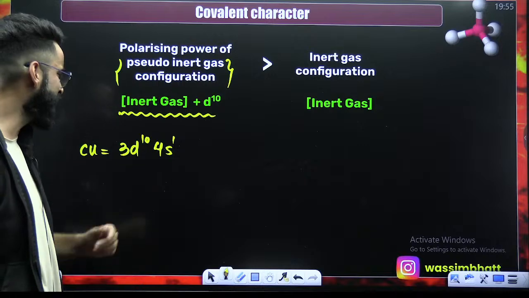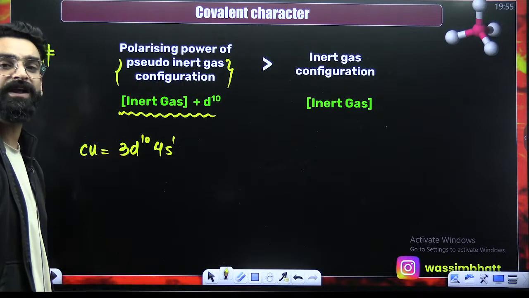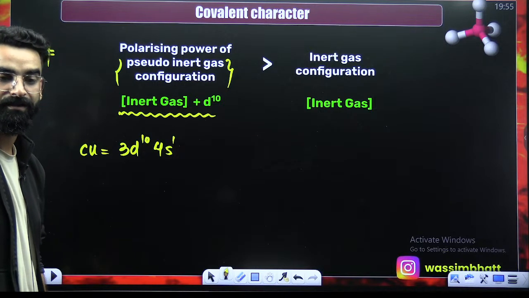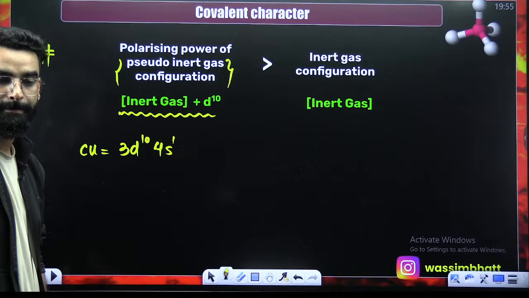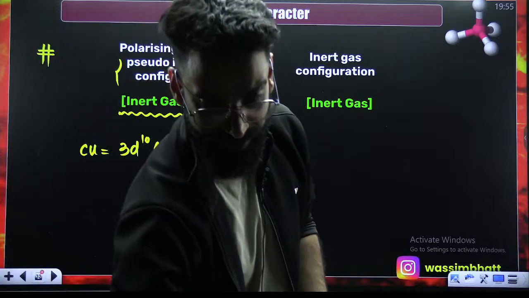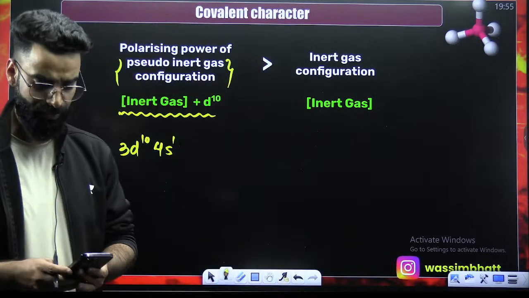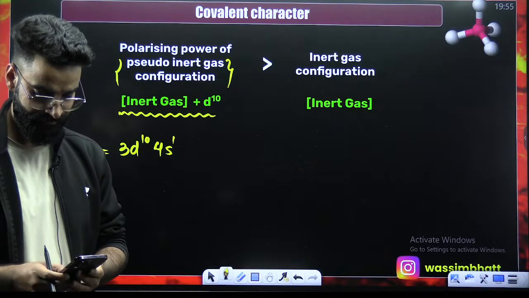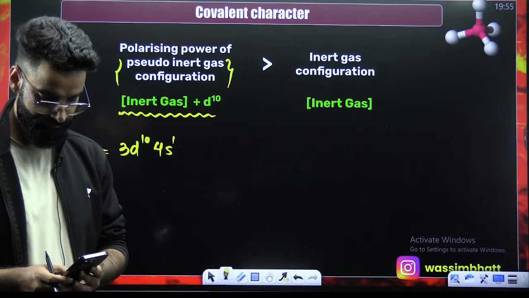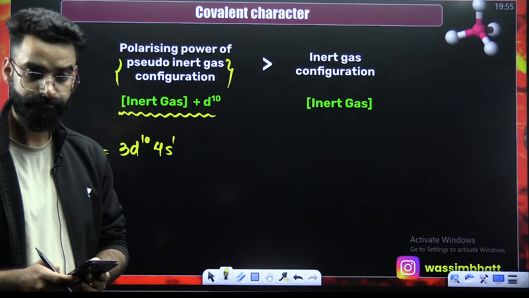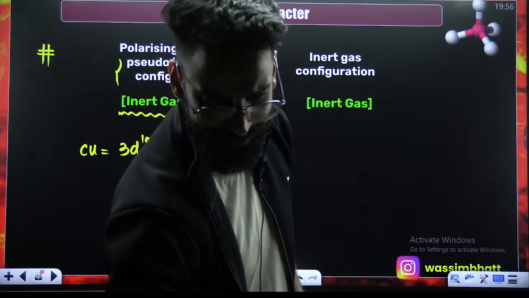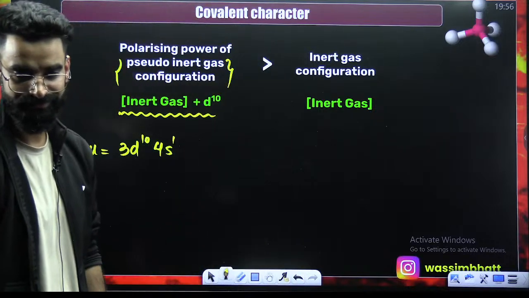Right? So can you let me know in the chats, before 3d, which inert gas should I write? Argon, xenon, what? What exactly? Recently you are done with the periodic classification. Can you let me know in the chats? Quickly, guys. You should know it.